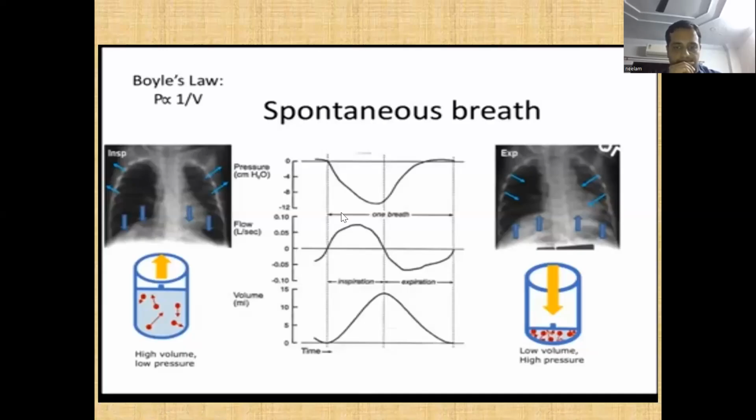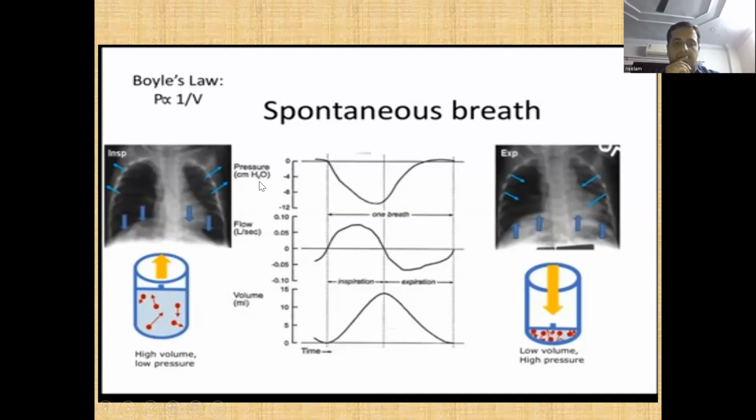Remember, first year MBBS physiology, this graph we would have seen before also. Okay, so what does this graph show? This graph is having three curves. One is the pressure, one is the flow, and one is the volume.